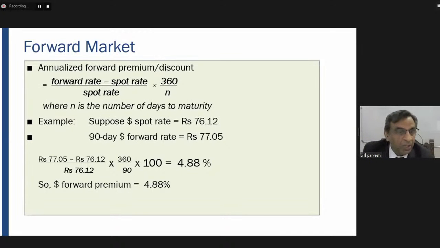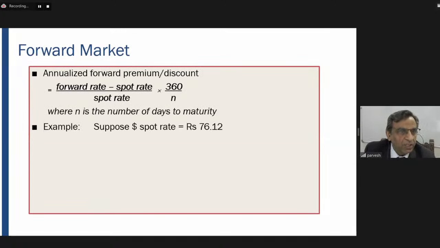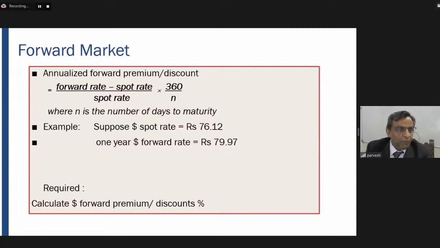Now it's your turn to do it. Suppose this is the formula. Suppose the dollar rate is 76.12, and the 1 year forward rate is 79.97. Required: calculate the dollar forward premium or discount. So please do it.